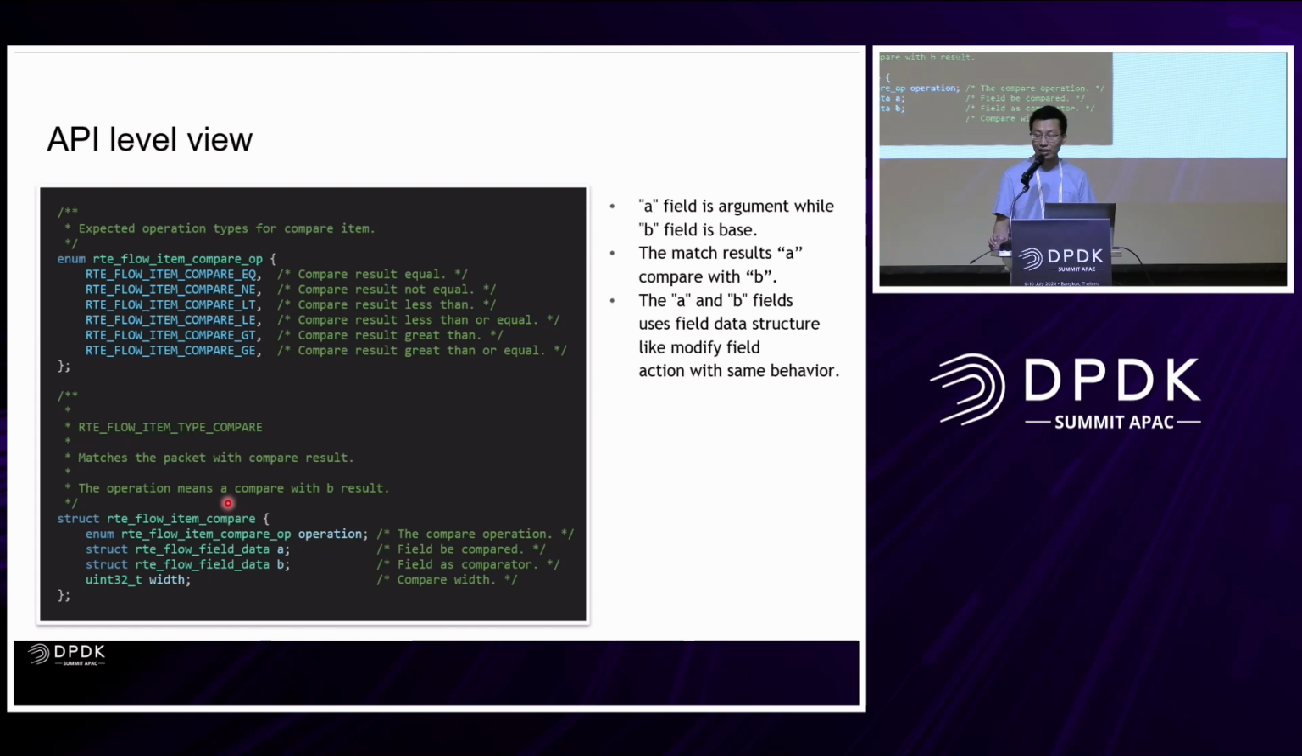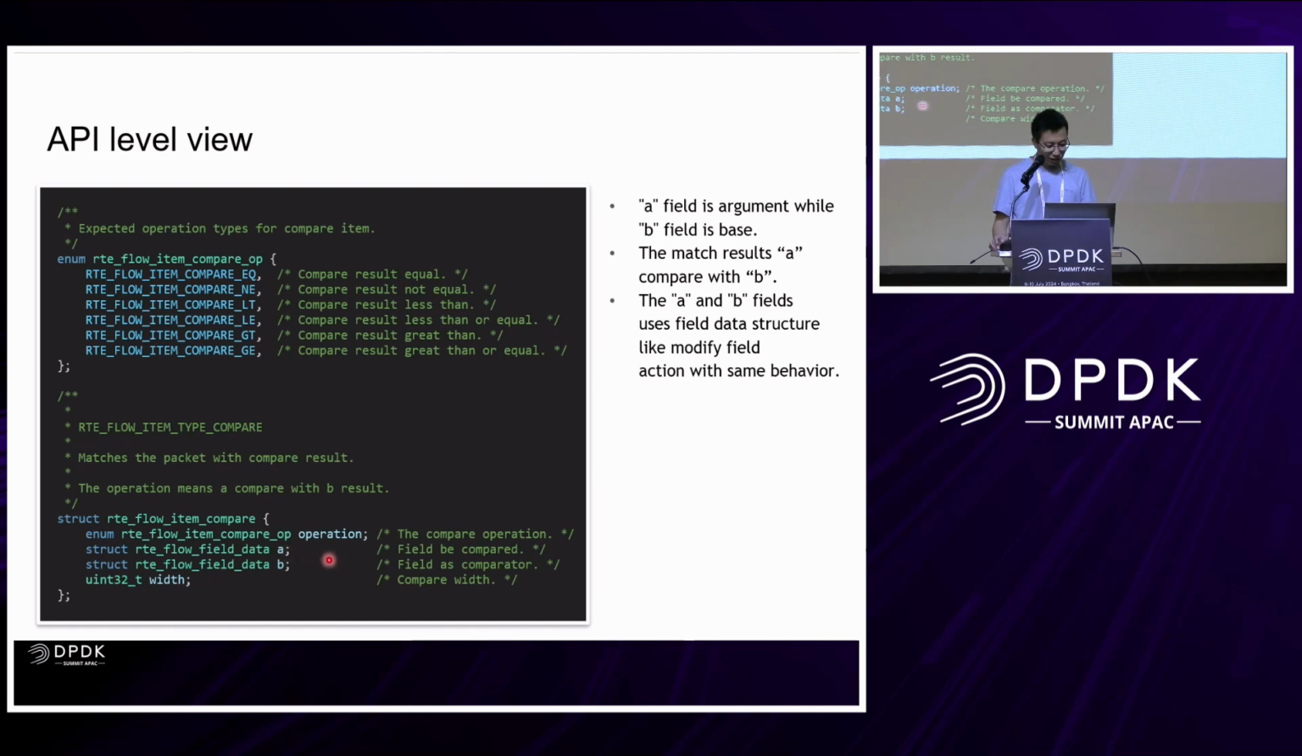Okay, so for comparison, now this is the conf we provide. It was called item compare. So in this item compare, you can specify the expected operation, the compare operation you want to have, like we just showed in the previous slide. So you can specify equal, not equal, less than, less equal, greater than, greater equal. All this similar as what we have in shell script.